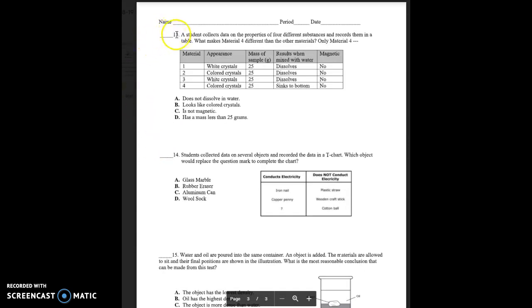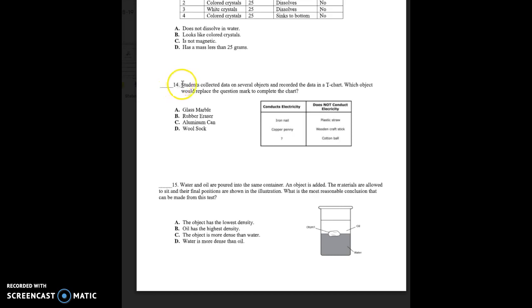Number 13. A student collects data on the properties of 4 different substances and records them in a table. What makes material 4 different than the other materials? Only material 4 A. Does not dissolve in water. B. Looks like colored crystals. C. Is not magnetic. D. Has less mass than 25 grams.